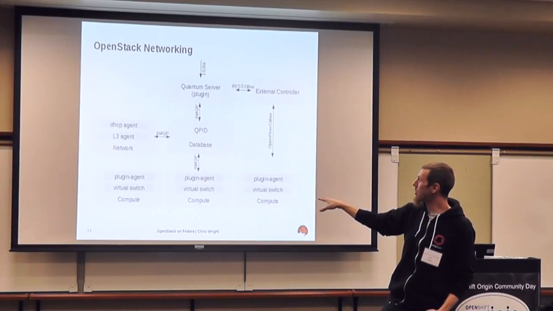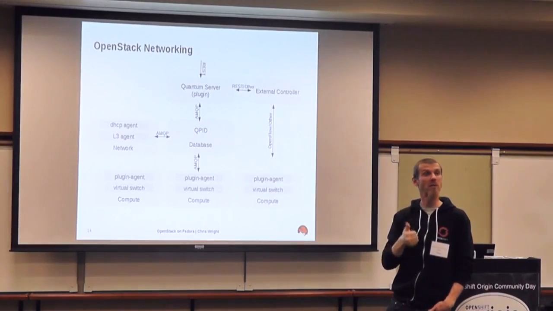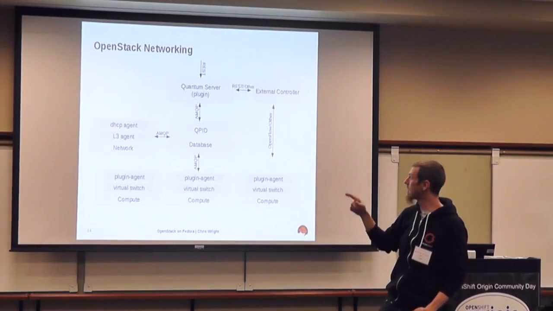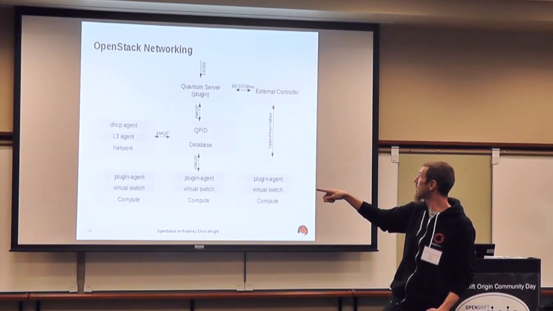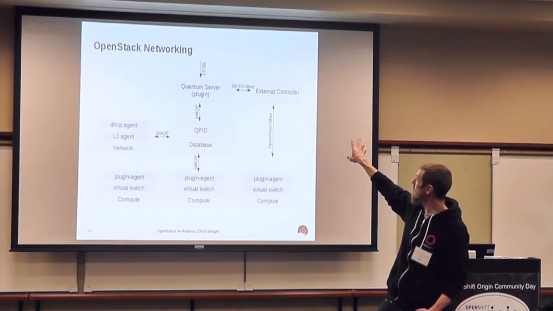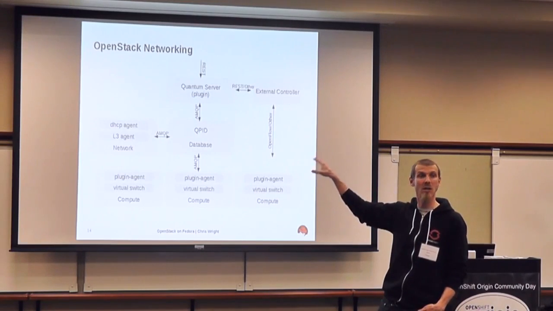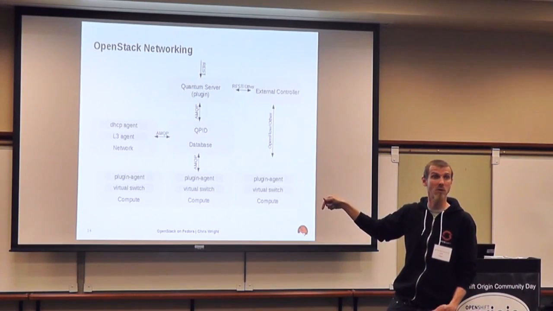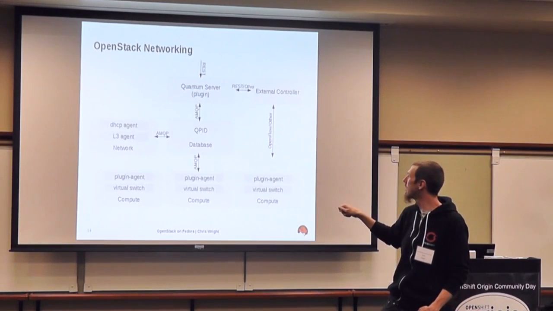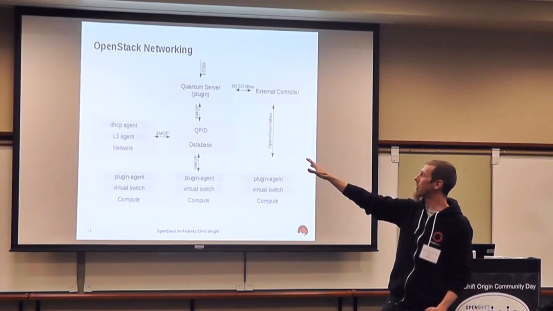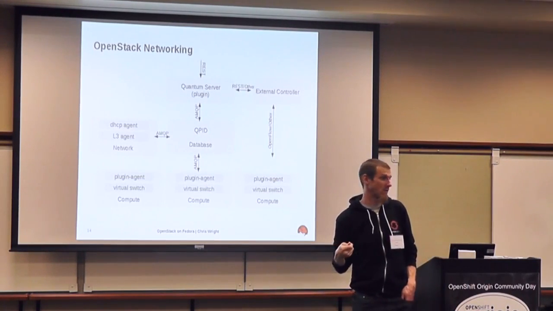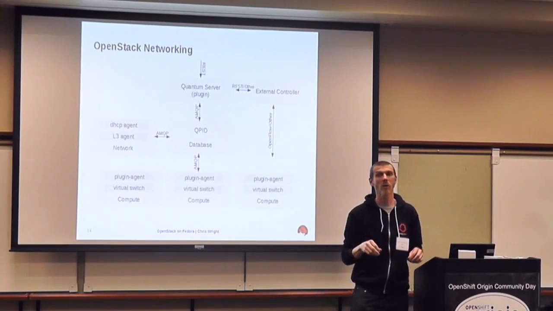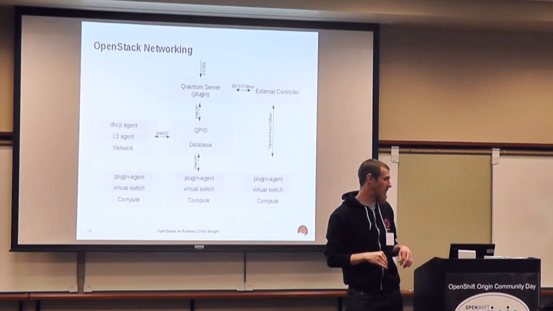Down at the bottom are compute nodes. The compute nodes have plugin agents, potentially, in the case of Linux Bridge or Open vSwitch plugins, and those plugin agents are talking directly with the plugin at the top of the picture. In the case of an external controller, they don't require a plugin agent. They typically use OpenFlow to program the virtual switch instances on the hypervisor nodes. And then there's this external network controller node, which provides DHCP services and routing services for all the workloads in your network. That's how the picture looks right now.